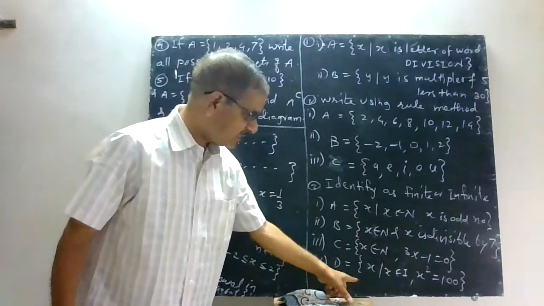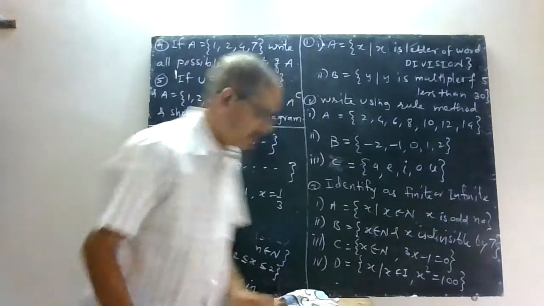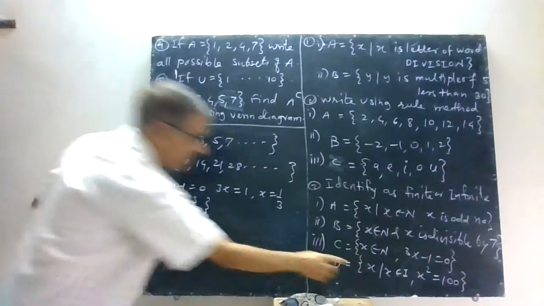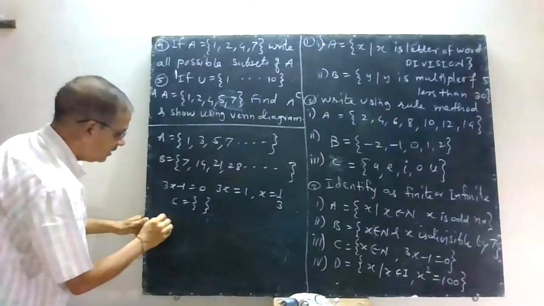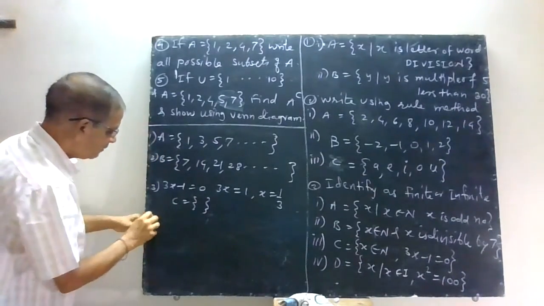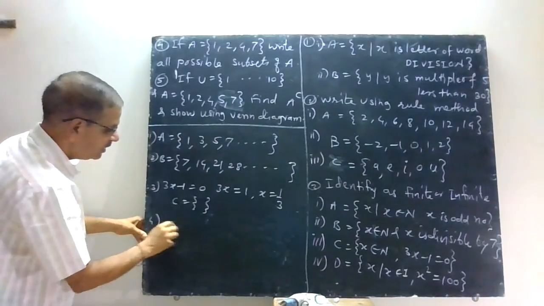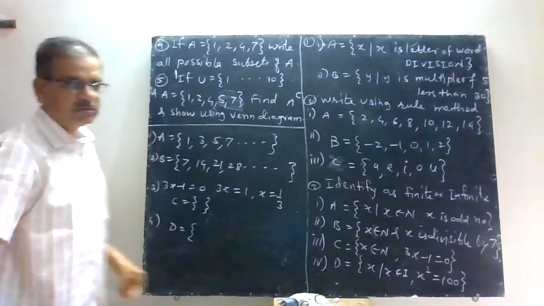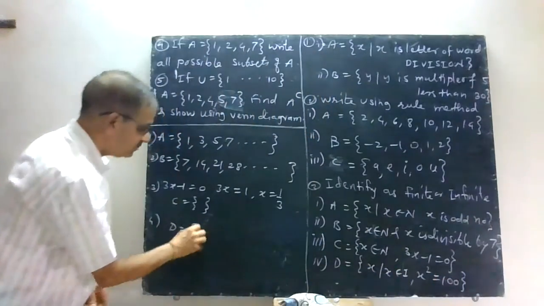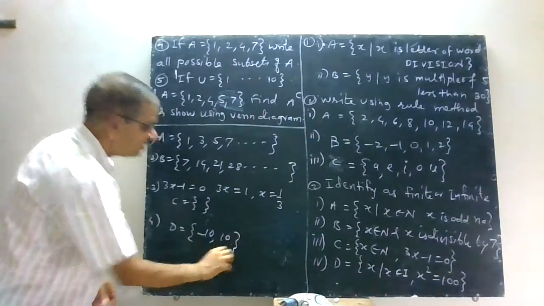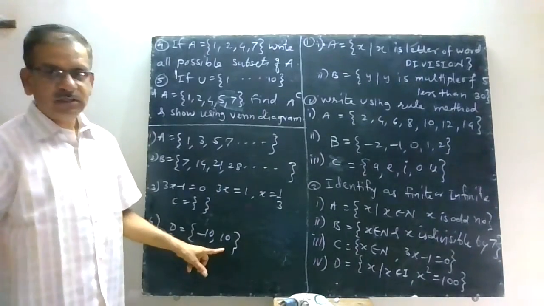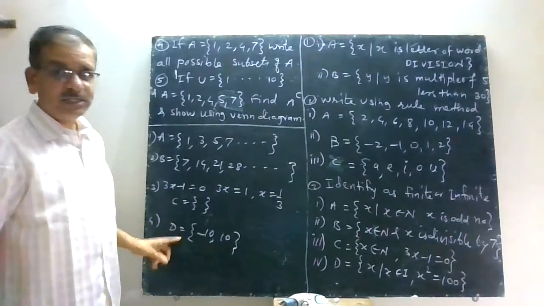And lastly, x square is equal to 100 means your set is all integers. You can see. So this is your third example, this is your second, this is the first one. Now fourth, the integers whose square is 100, that is minus 10 and 10. You can have only two whose square is 100. So these two are the elements of the set. So they are two only.